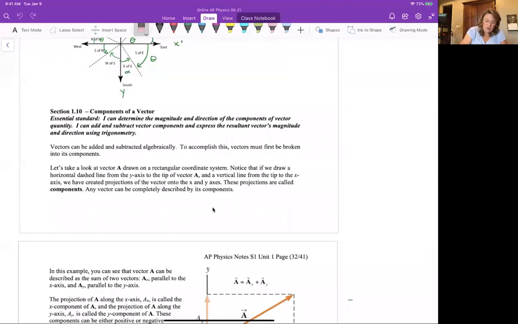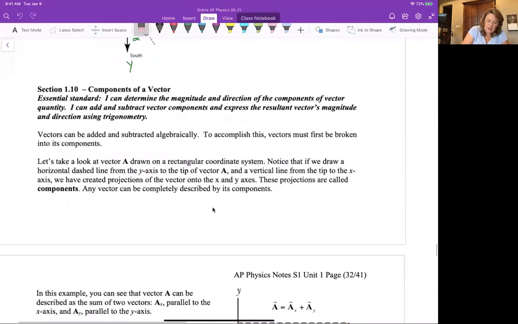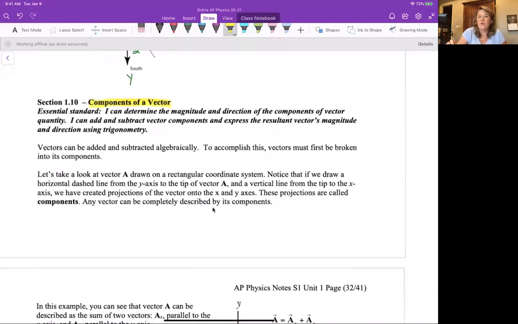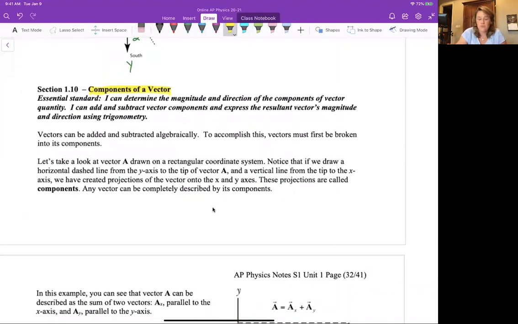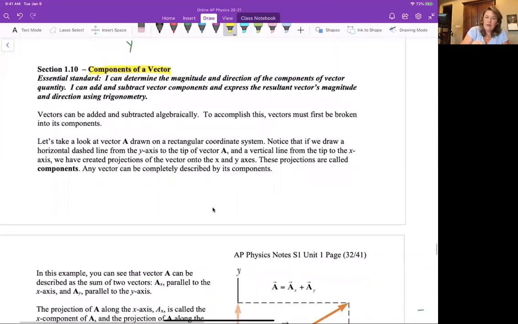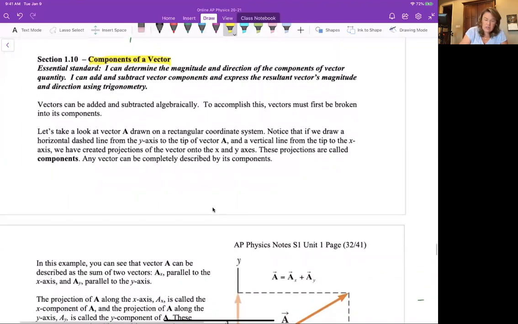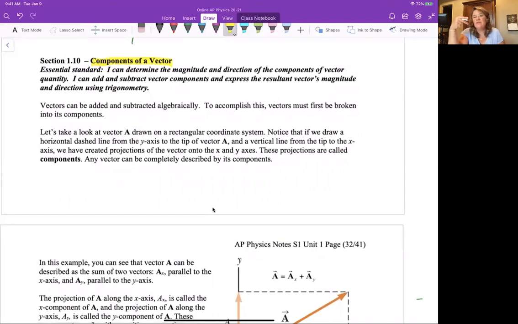Okay, this is Mrs. Query's components of a vector. We have to learn about components of a vector in order to add vectors algebraically. They can be added or subtracted algebraically, but we have to break them down into their components. We're going to have two components of vectors in our class because we're working in two dimensions. We're going to have an x component and a y component.